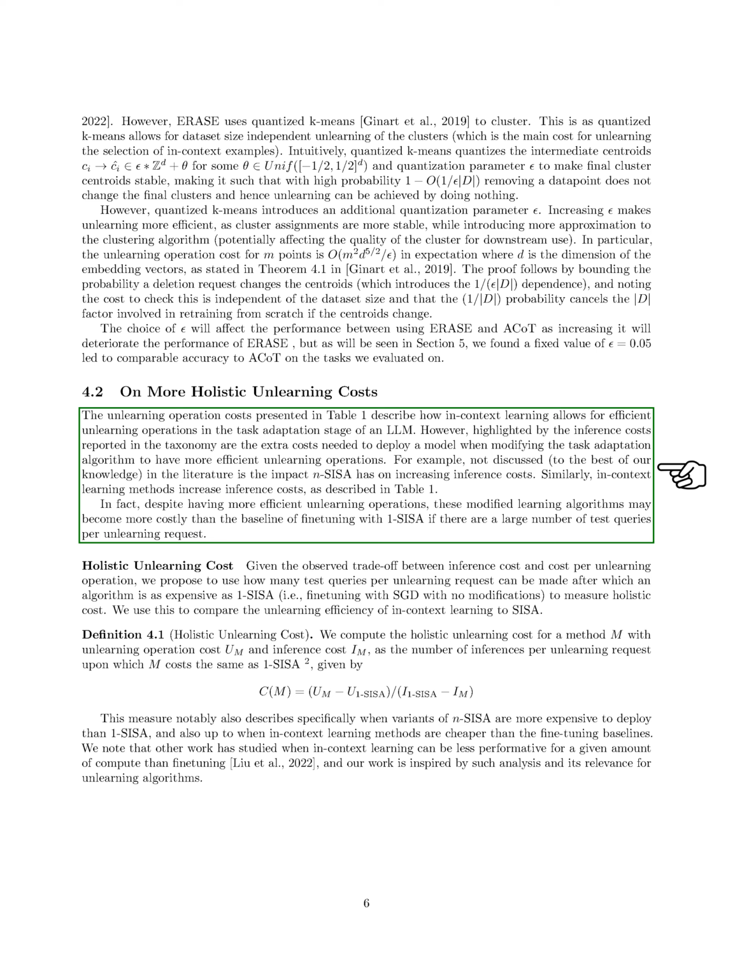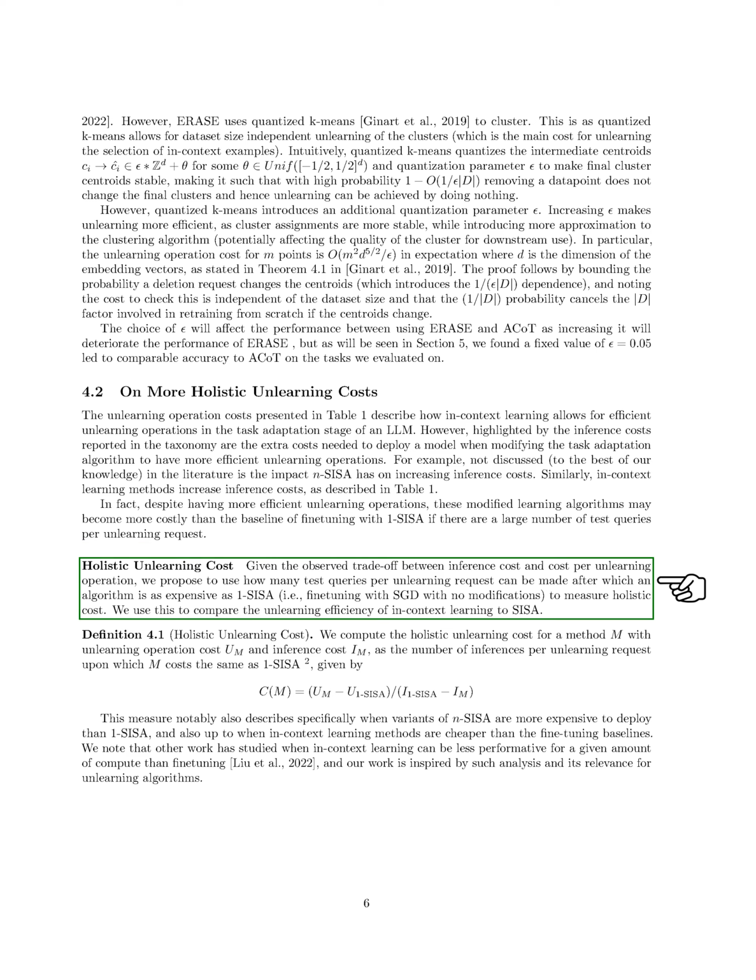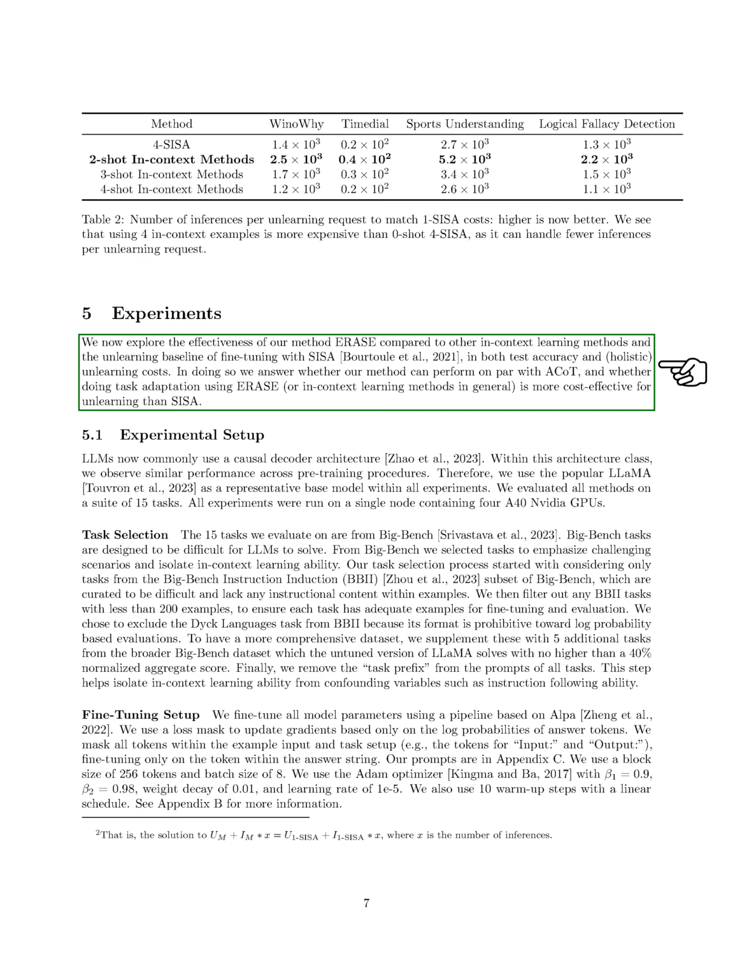To better understand these costs, we've introduced the concept of holistic unlearning cost. This is a way to measure at what point the cost of using a certain algorithm becomes as expensive as the baseline method, fine-tuning with one SISA. We calculate this by comparing the number of test queries per unlearning request that can be made before the costs match up.